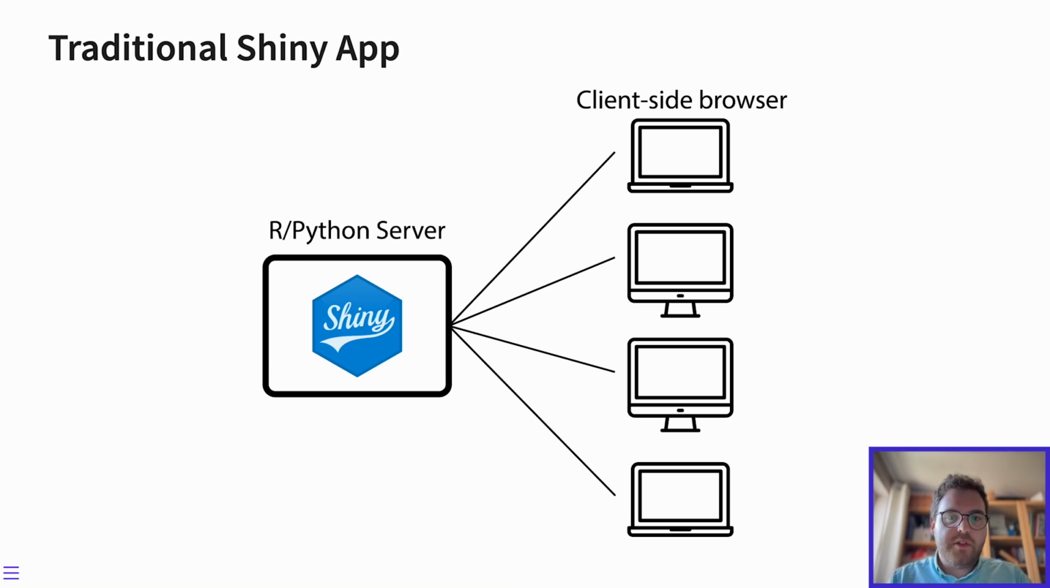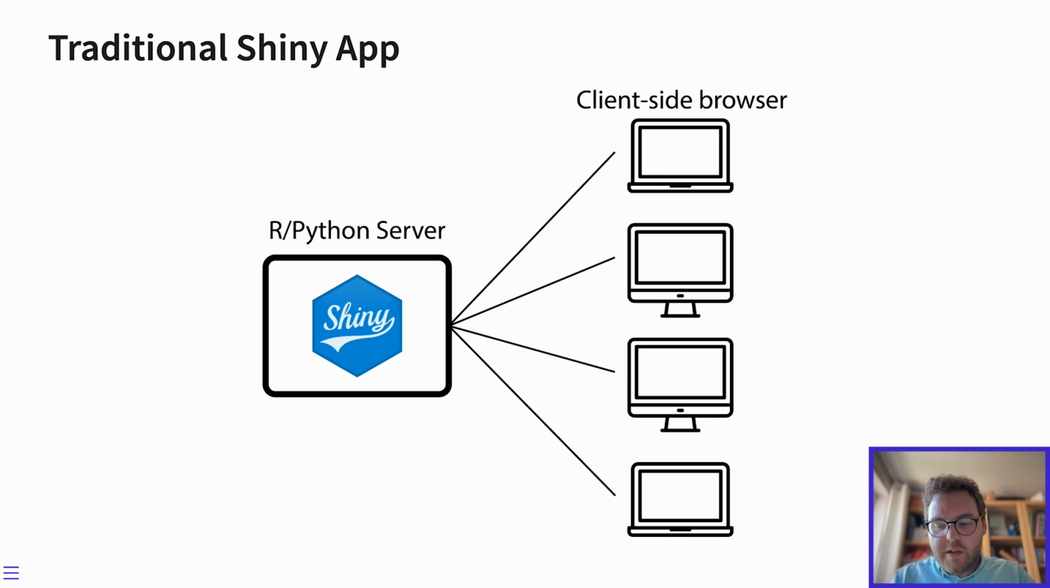You will have some kind of server, and then the people who visit your app are the clients, and they'll open the app in their web browsers. The important thing to take from this slide is that Shiny runs on the server. And in particular, that means that your server has to be able to run R or Python code. Now, that puts limits on the kind of servers that you can use to host your Shiny app.